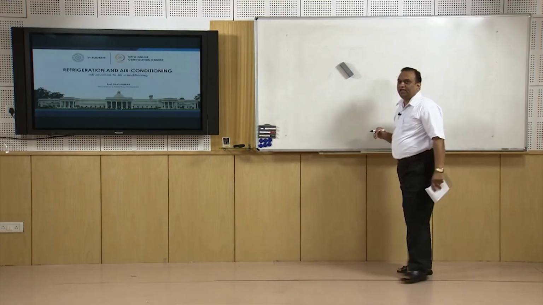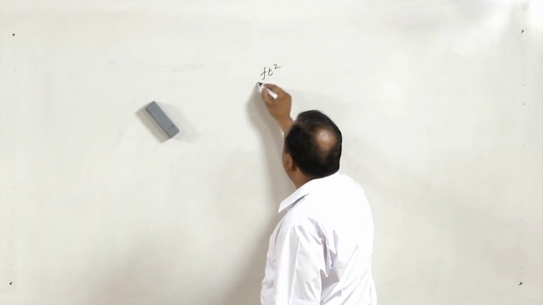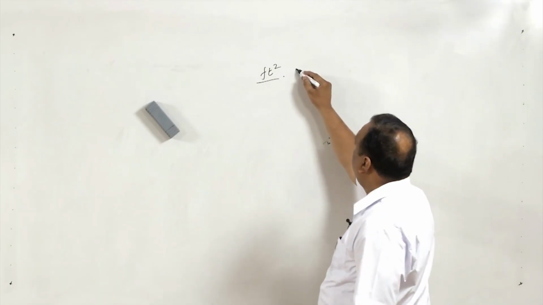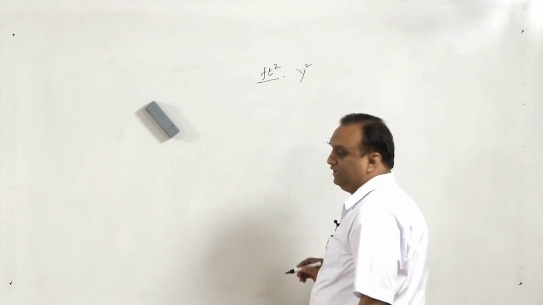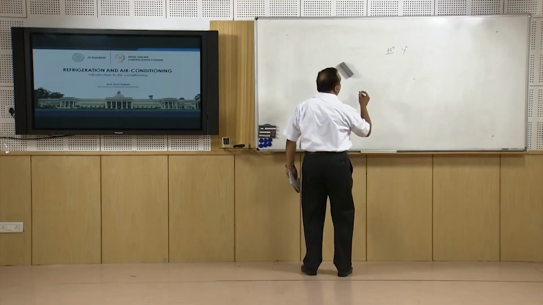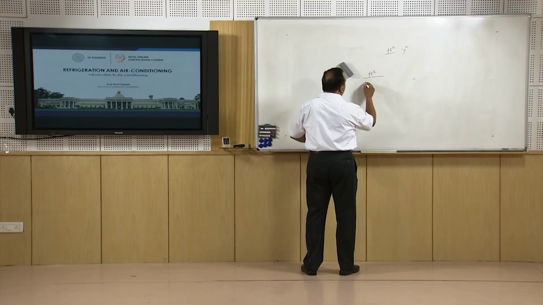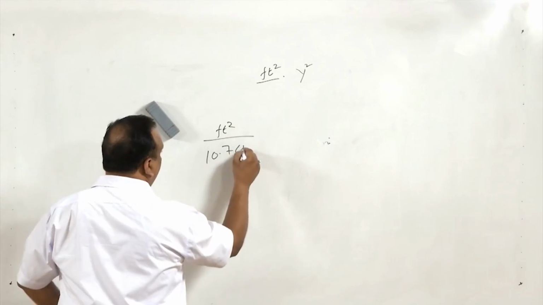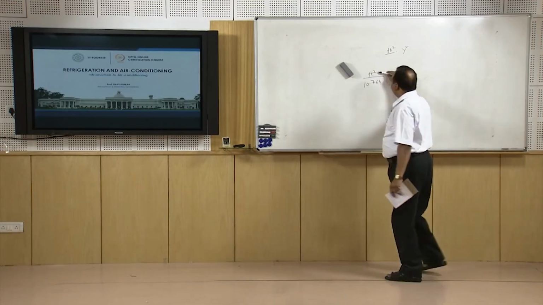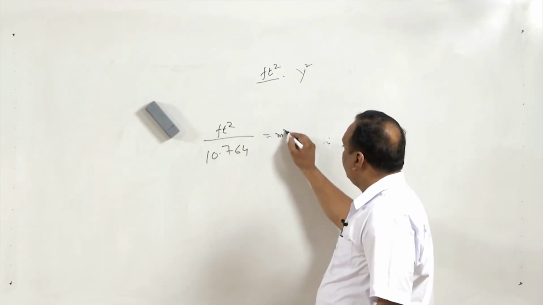Sometimes area is given in feet square. In air conditioning also you will find that area is given in feet square or area is given in square yards. In this case, if you want to convert square feet into meter square, then square feet divided by 10.764. These conversion factors you have to remember. Area in square feet divided by 10.764 will give you area in meter square.